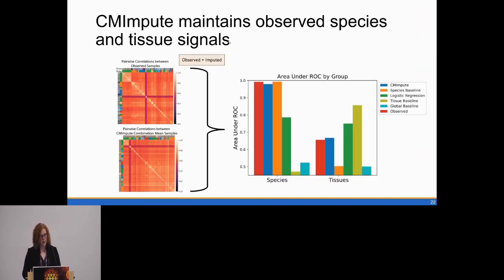Next, we quantified these species and tissue signals of the full data using the area under ROC curve, analyzing the pairwise correlation's ability to predict whether two samples are from the same species or same tissue. We restricted this analysis to the combinations included in cross-validation to directly compare the observed and imputed results. CM-impute, shown in blue, yields a similar AUC value to the observed data, shown in red, for both the species and tissue groups, unlike the baselines shown in the remaining bars.